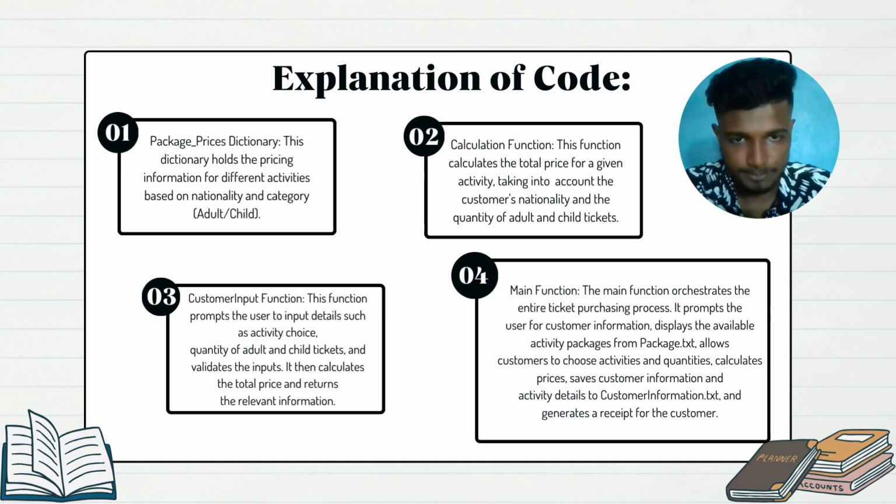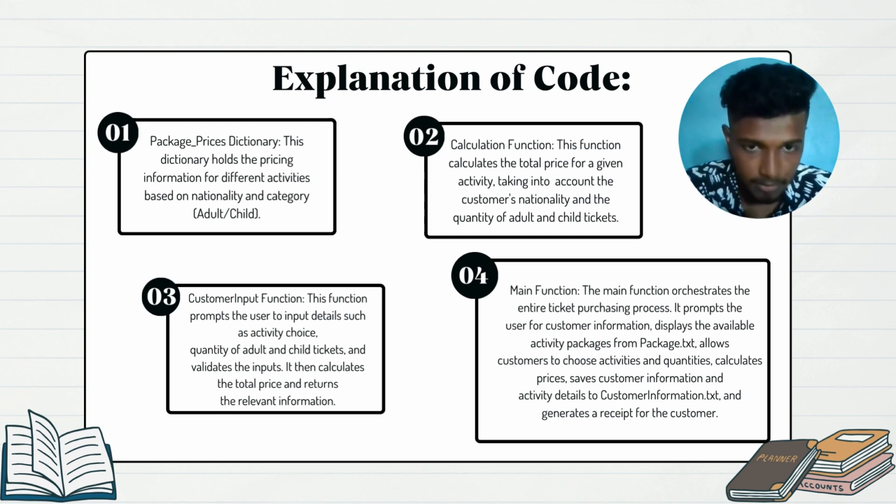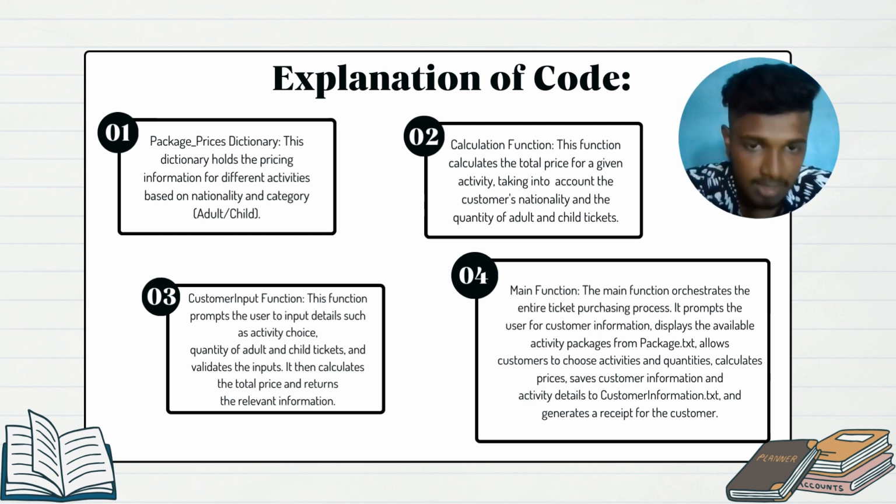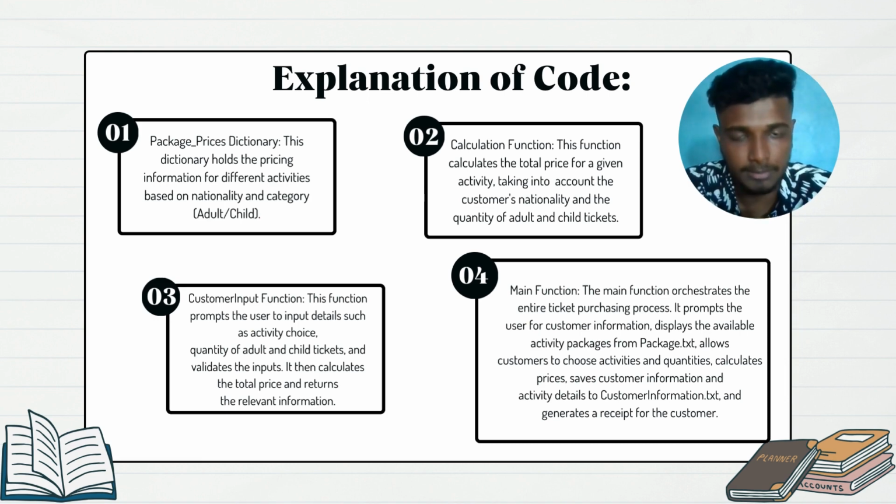Lastly, the main function. In this function, we handle the entire purchasing process and it prompts the user for customer information and displays the available activity packages from the package.txt. It allows the customer to choose activities and quantities and calculates prices, saves customer information and activity details to customer information.txt, and lastly it generates the receipt for the customer.